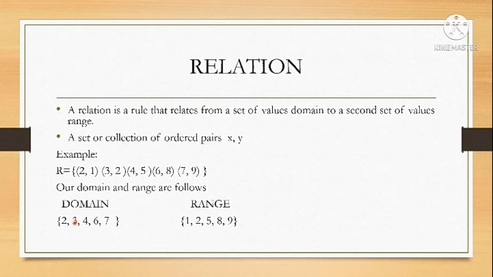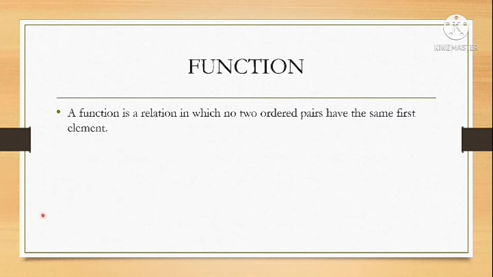Our domain are 2, 3, 4, 6, and 7, while our range are 1, 2, 5, 8, and 9. Function. A function is a relation in which no two ordered pairs have the same first element.